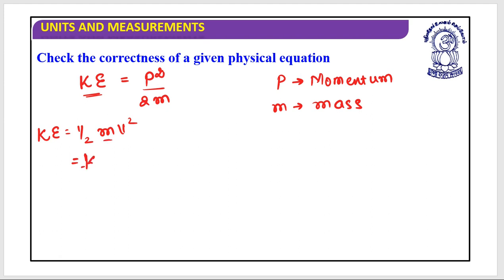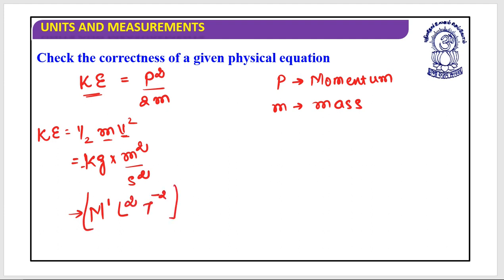I need to write its unit. Mass can be represented as kg. Velocity, but it is the square of velocity, so I need to write it in kg meter square per second square. So for kg I should write M1, for meter square I should write L2, for second square T to the power minus 2. So this is the dimensions of kinetic energy, which is our left hand side.